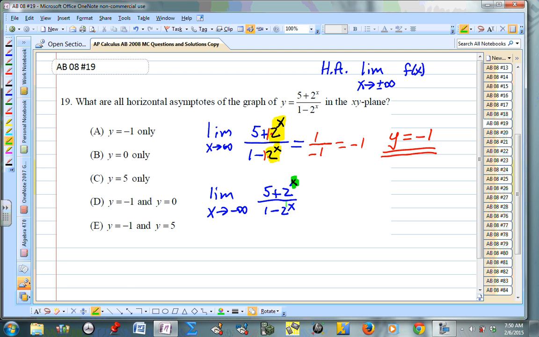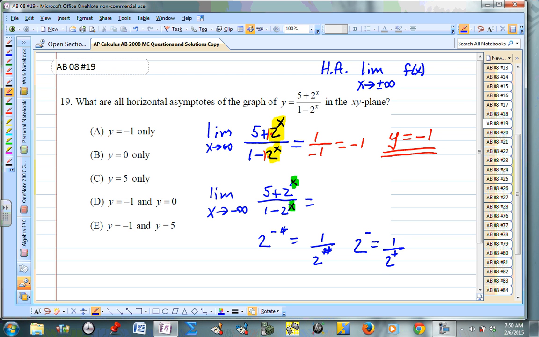Now, as x approaches negative infinity, what's happening is this expression is going to be a little different. Remember that 2 to the negative number power is the same thing as 1 over 2 to that positive number power. So if we have 2 to a negative number in place of x, that's going to be the same as the reciprocal of 2 to the positive value.